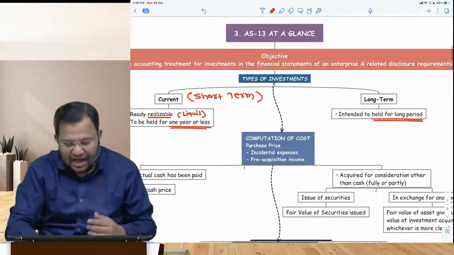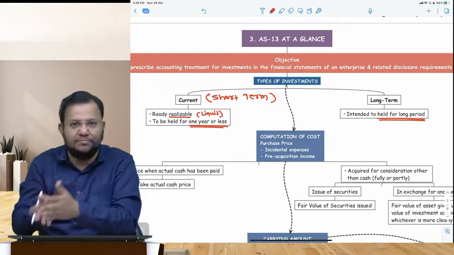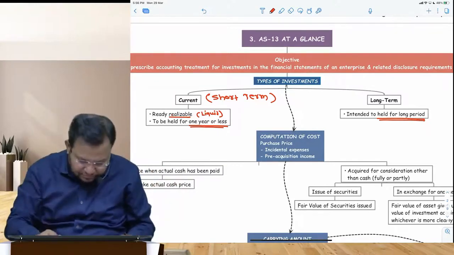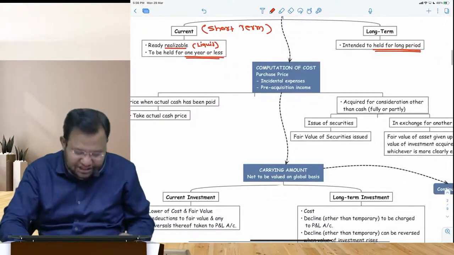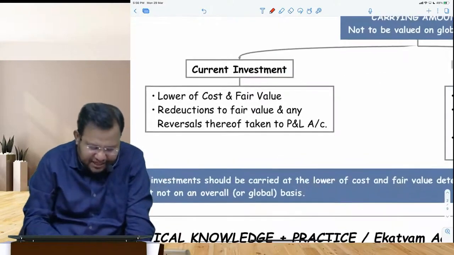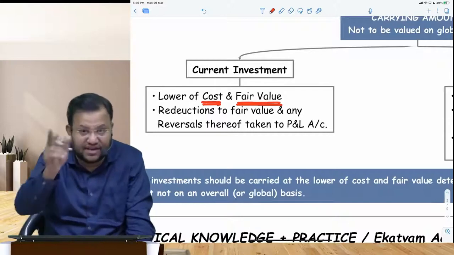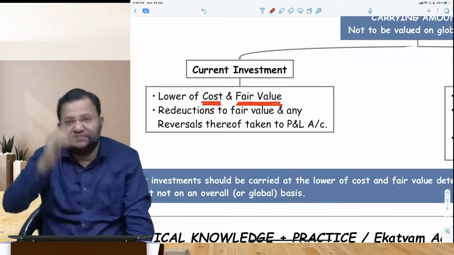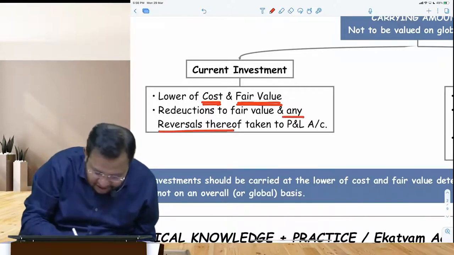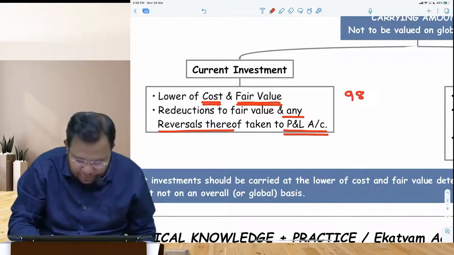But remember, after you purchase an investment, your intention may undergo the change. So long term may be converted into a short term, or a short term may be converted into a long term. So how do you show them in the balance sheet? That is a carrying amount. I'll come down to computation of cost. For a current investment, they are shown at lower of cost and fair value. Cost and fair value. I did not say NRV. So if there is a reduction in the fair value below the cost and any reversal thereof is recorded in the P&L. So I purchase the share at, let's say, 98 rupees per share.